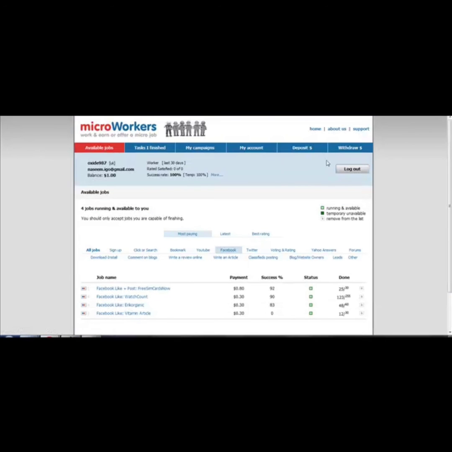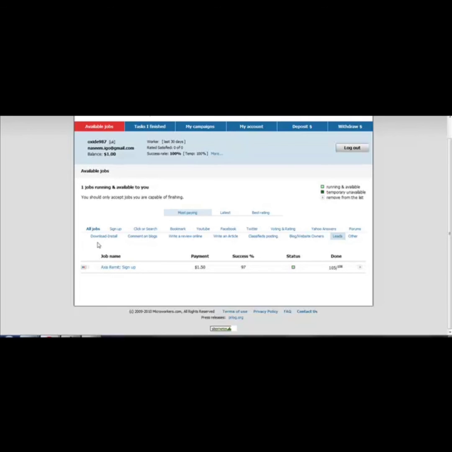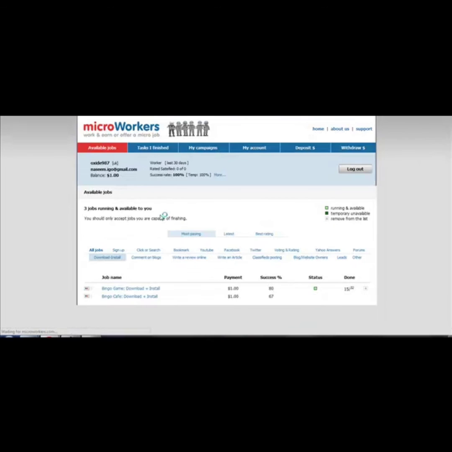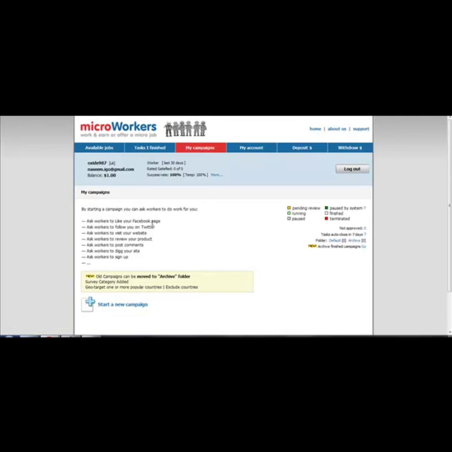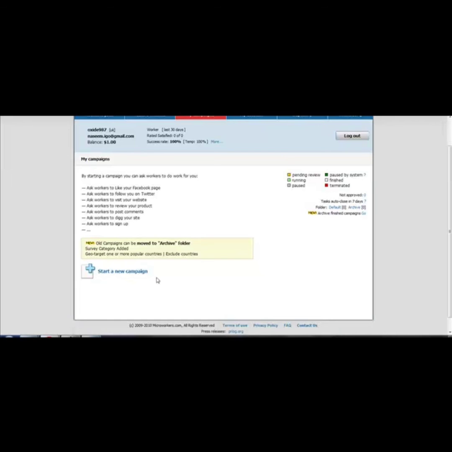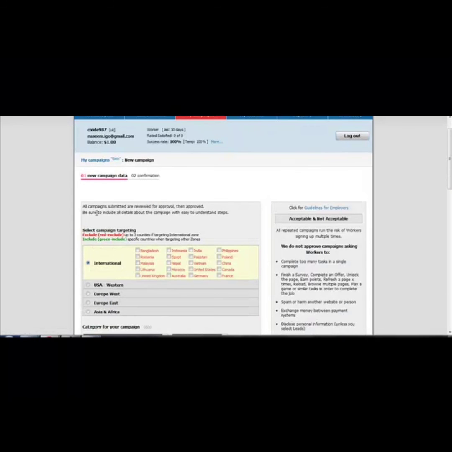Okay, so what I'm going to do is create a similar campaign. So let me just click on leads to see what people are doing. Okay, someone wants to sign up. So what I'm going to do is click on my campaigns. Okay, and as you can see, it says you can ask workers to like your Facebook page. So I'm going to go ahead and click on start campaign. Okay, and it says here all campaigns submitted are reviewed for approval, then approved. Be sure to include all details about the campaign with easy to understand steps.